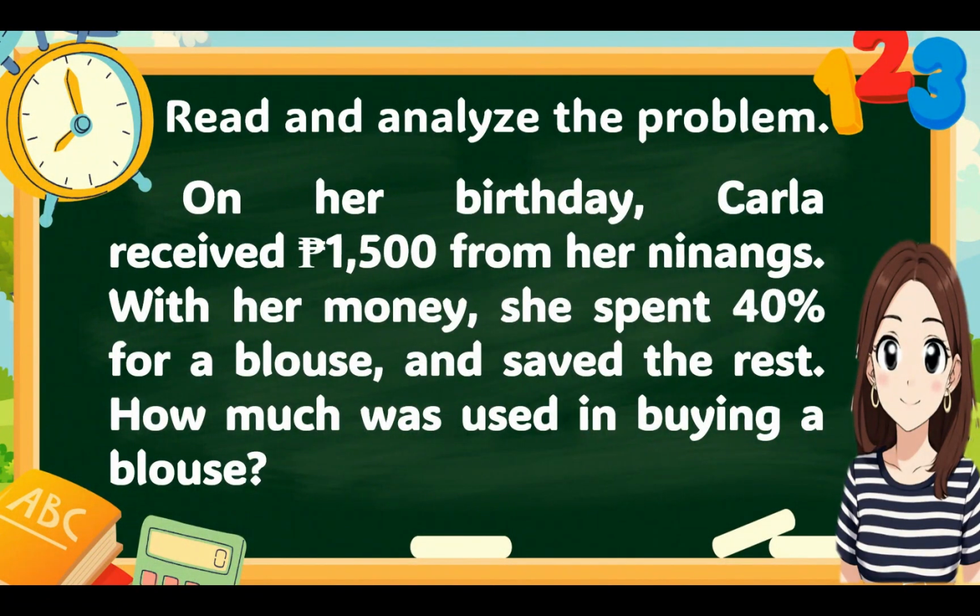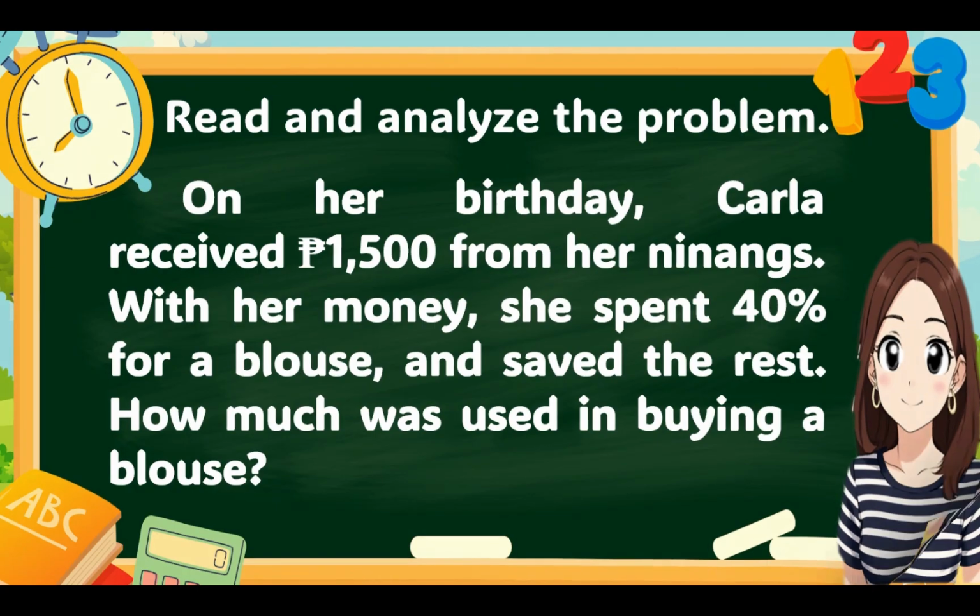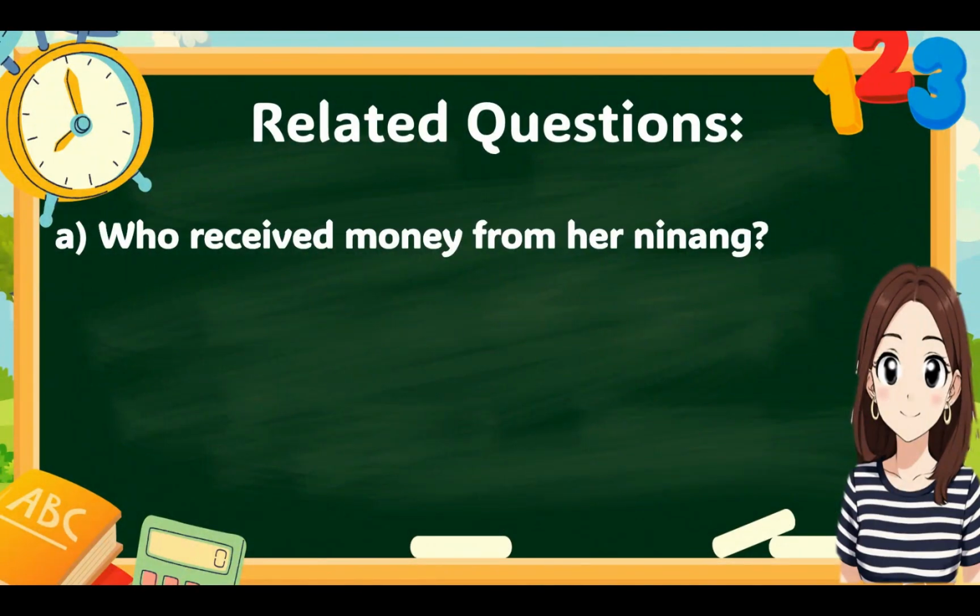Now let's read and analyze the problem. On her birthday, Carla received 1,500 pesos from her ninangs. With her money, she spent 40% for a blouse and saved the rest. How much was used in buying a blouse? In answering word problems, we always have to understand and analyze the problem first. We have to know what the questions are and what solutions we need in order to find the correct answer. So let's answer related questions.